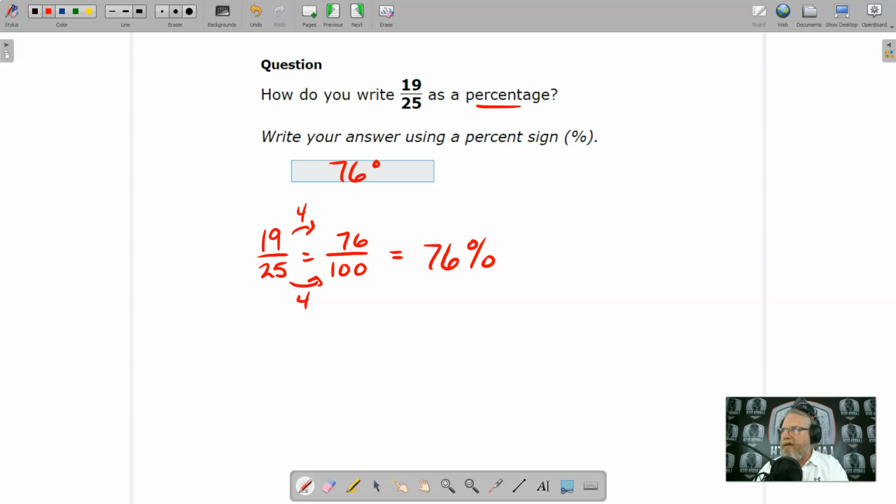So 76%. Now you could have gone ahead and tried the 19 divided by 25 on a calculator, and that would give you 0.76. And then to get from a decimal to a percentage, move that decimal over 2 places to where you end up with 76, and then throw the percent sign on the end.